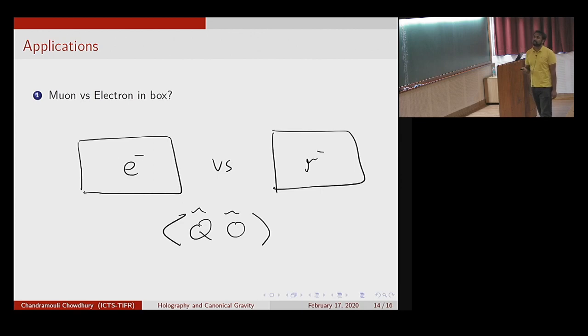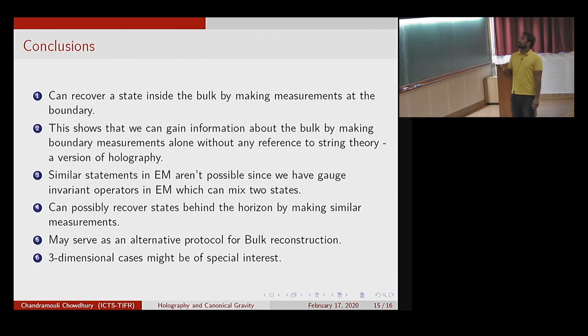You can also try and think of repeating something like this by just considering some charges in electrodynamics. You can in principle think of making a measurement on the outside of some box, trying to understand what kind of charge is present inside. And with that, I'll conclude.